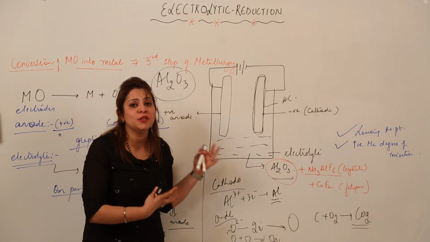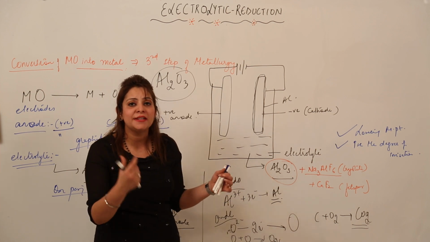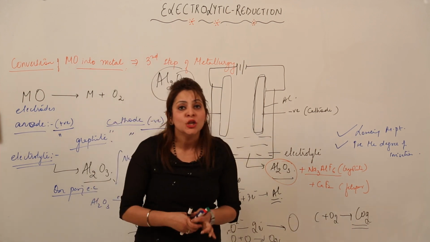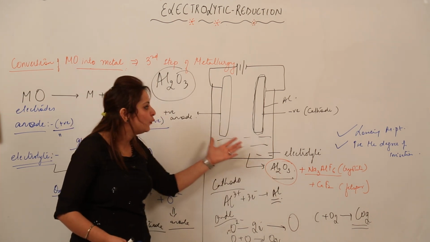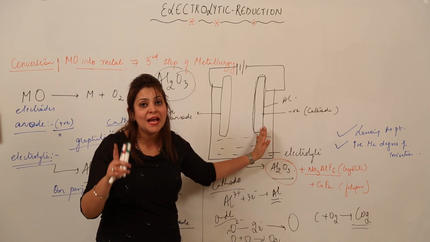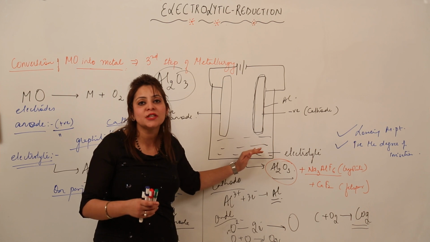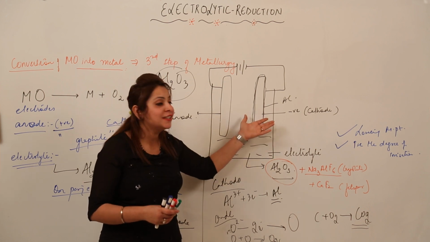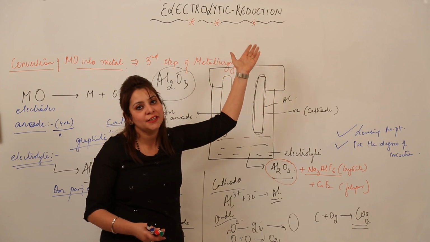Why did we do this process? We did it because we wanted our metal to be separated from oxygen. So this is what we have done. Earlier it was Al2O3; now the cathode has a coating of aluminium, no oxygen, only aluminium. That means the aluminium oxide is reduced to aluminium. This is what we wanted, and that is why we performed this process, electrolytic reduction, right.